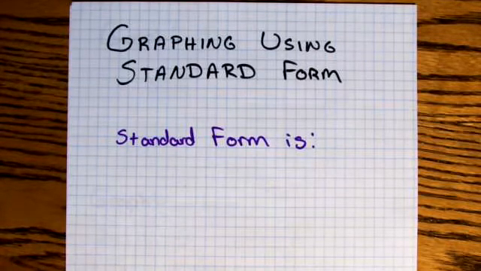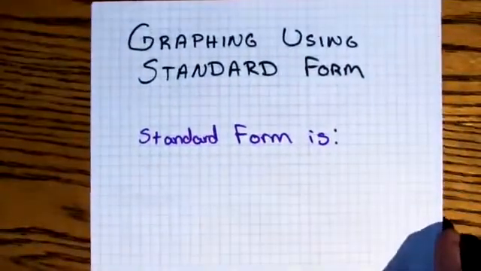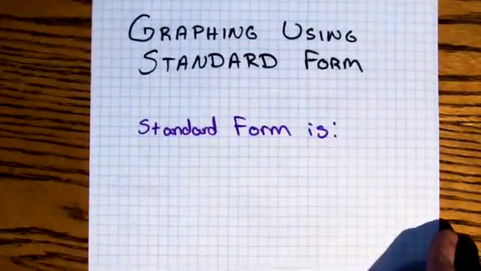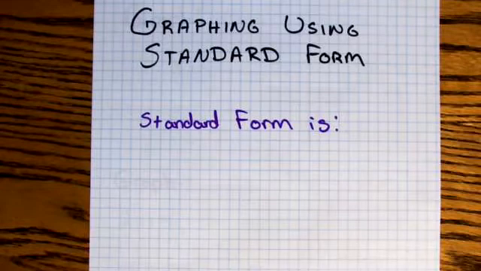The reason I did slope-intercept and point-slope first is, in my opinion, those are a lot easier. You talk to some other teachers, they think this way is easier. So it's your preference on which way you like to graph, because the biggest thing is just finagling with the equations to get them in either form. So we're going to talk about graphing using standard form.